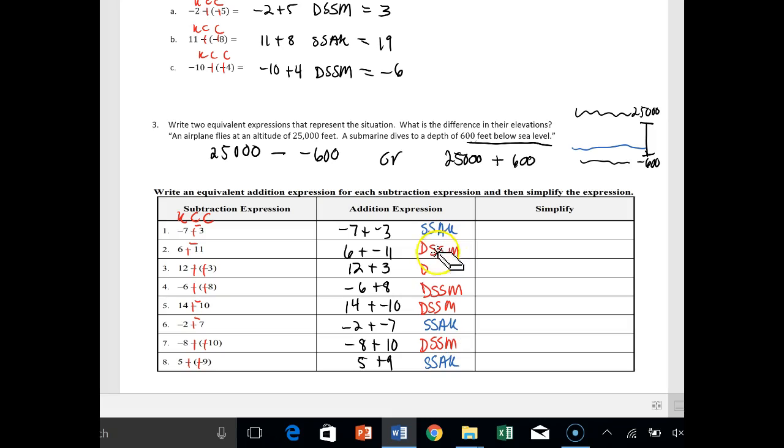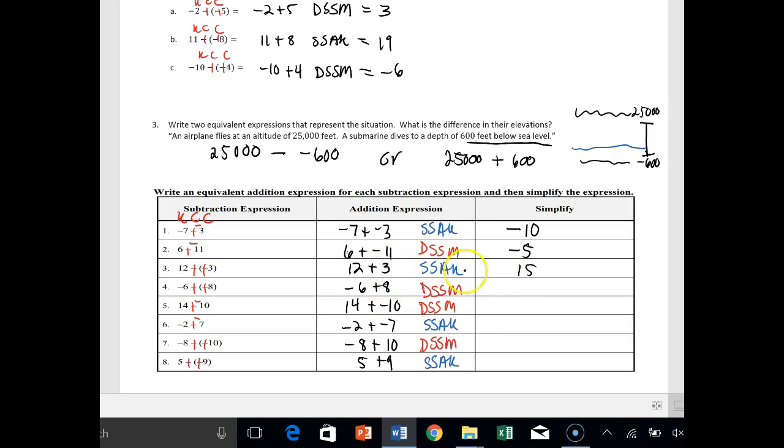Let's go back to this one now. Change it to SSAK. So what do we get? We get negative 10. 6 plus negative 11. Subtract them, right? So that's 5. 11 minus 6 is 5, but negative 5 because we have more negatives. 12 plus 3, just add them up, keep the sign. That's positive 15.